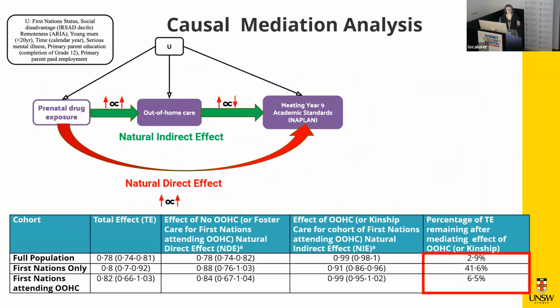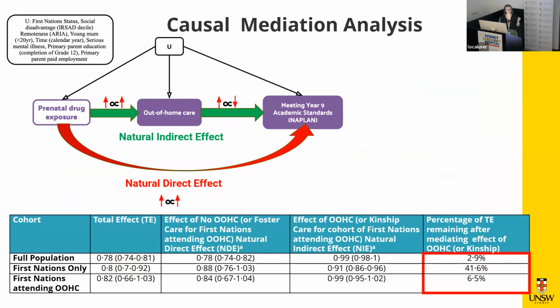This analysis broke down the total effect of PDE on school results into components to isolate the effect mediated through out-of-home care, the natural indirect effect, which is shown in green, and that mediated directly by PDE, the natural direct effect, shown in red, using counterfactual analysis. We found that out-of-home care mitigated the increased risk of school failure conferred by PDE. That is, for children with PDE, out-of-home care was protective for school performance.